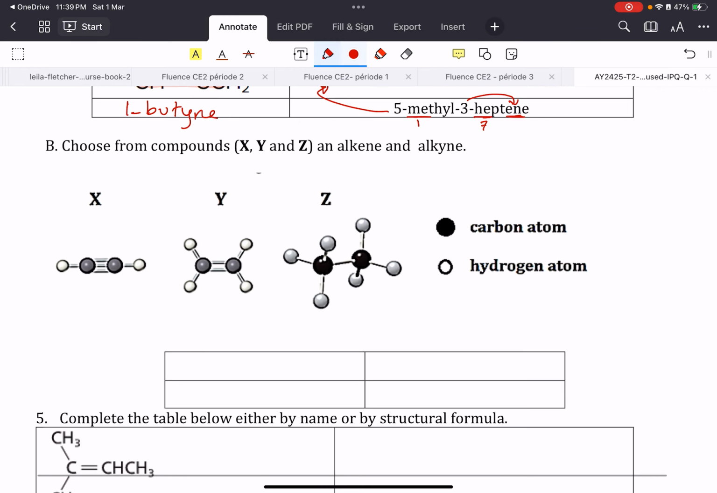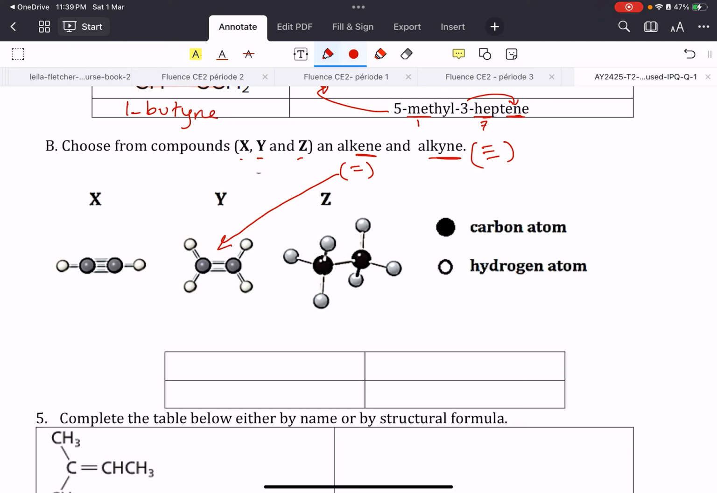Moving on with the questions. Choose from compounds X, Y, and Z an alkene and an alkyne. An alkene must have a double bond. An alkyne must have a triple bond. So here's the alkene and here's the alkyne. So compound X is the alkyne, compound Y is the alkene.